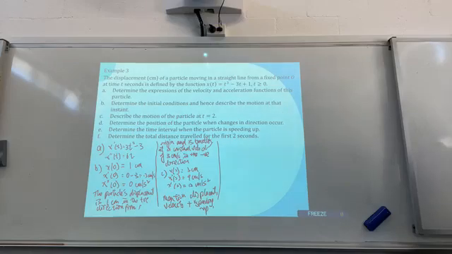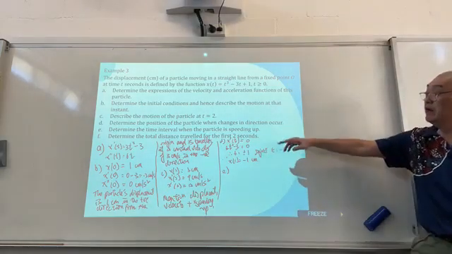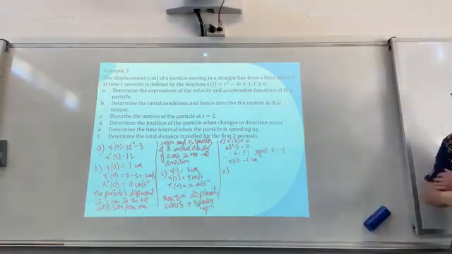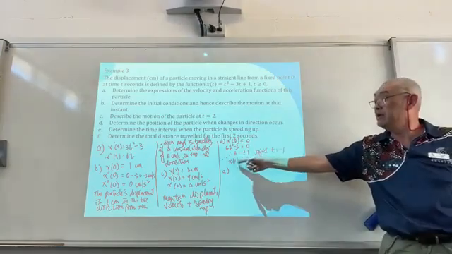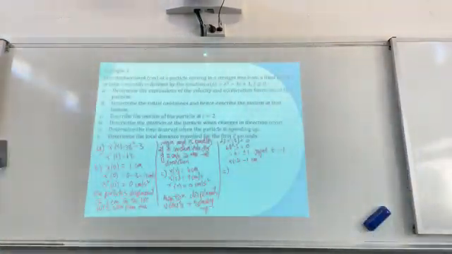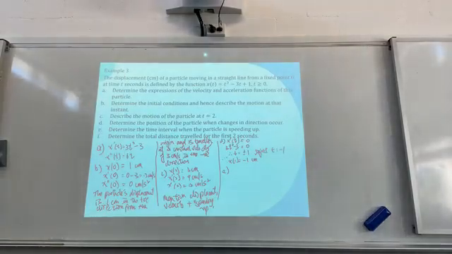Now, for part E, what would you do? For part D, you work out t to be 1. You have to reject t equals negative 1. Therefore, x at 1 is negative 1 centimeter. It's 1 centimeter in the negative direction from the origin, correct?